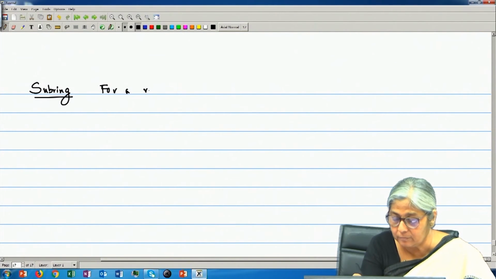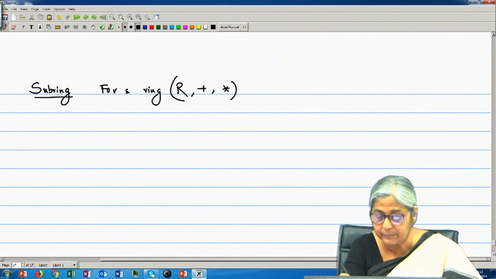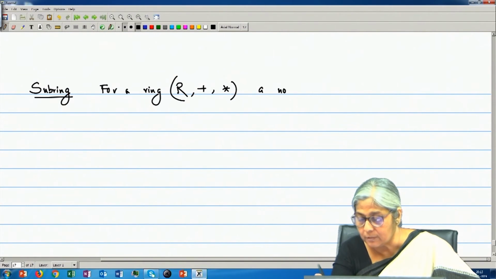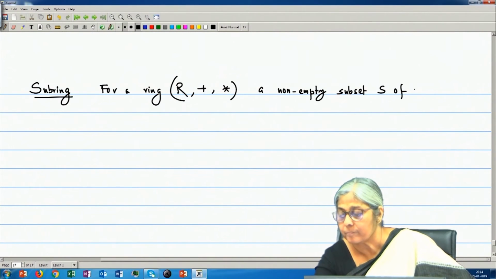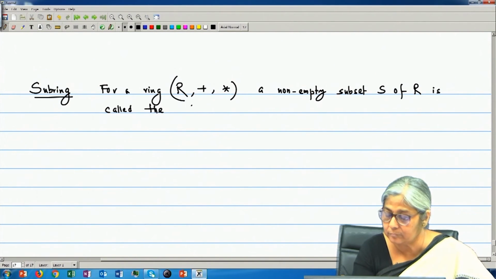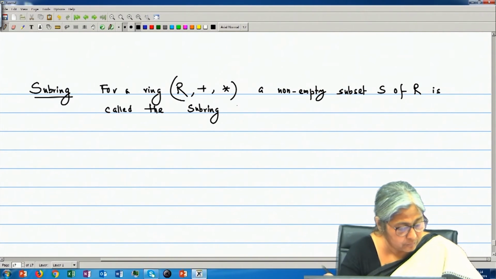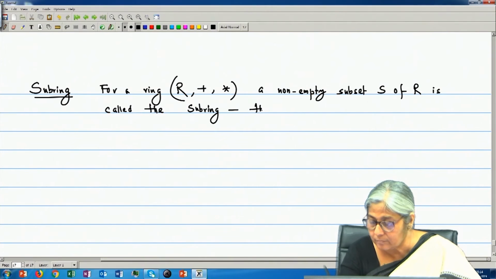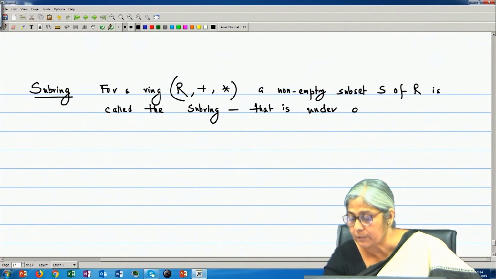So, for a ring R, again plus star, a non-empty subset, say S of R, is called the subring if it is a ring under addition and multiplication.